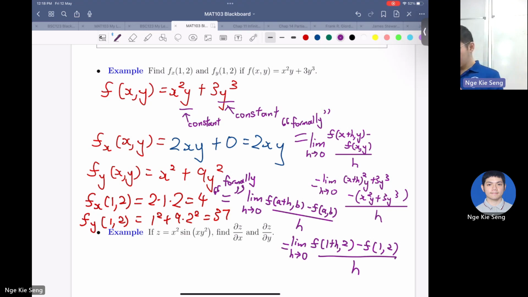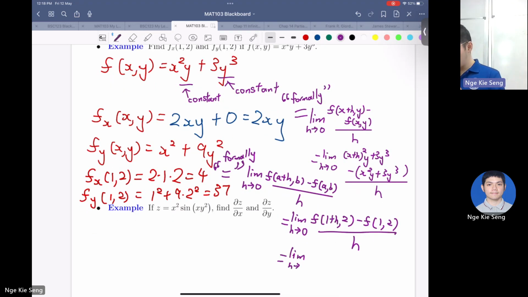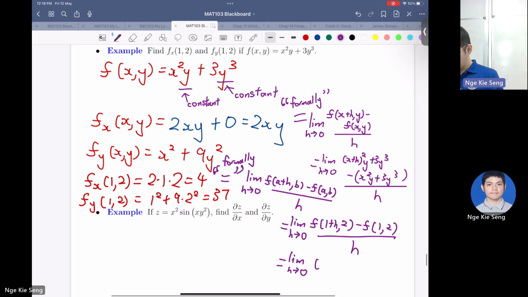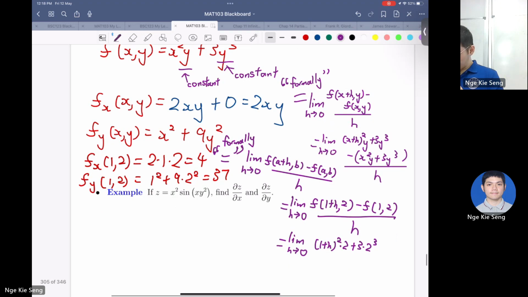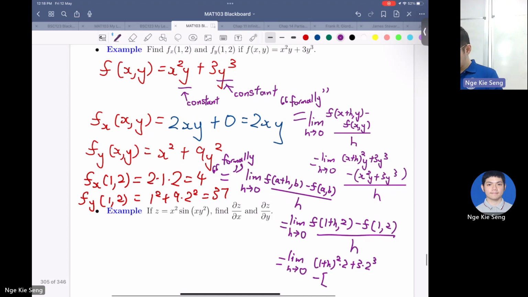You can see that all the free variables become real things. You see why I differentiate these two variables now? So f(a, b) becomes a real computation. Let me put it here: (1+h) squared times 2 plus 3 times 2 cubed, minus 1 squared times 2 plus 3 times 2 cubed, over h. I leave this limit as your exercise, so try and convince yourself they are the same.